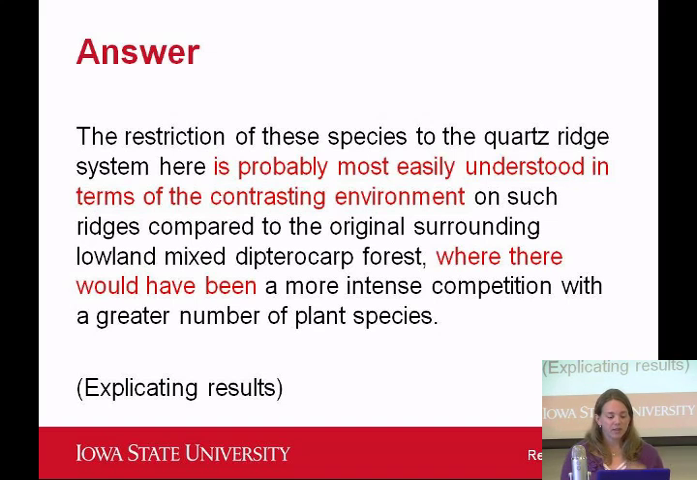So we see in the middle it says, is probably most easily understood in terms of the contrasting environment, later on, where there would have been. So this is an example of explicating the results. The authors are making inferences about the obtained results. They're trying to draw some connections and make inferences about what might have been or what would have been the case. Okay, here's our next step.